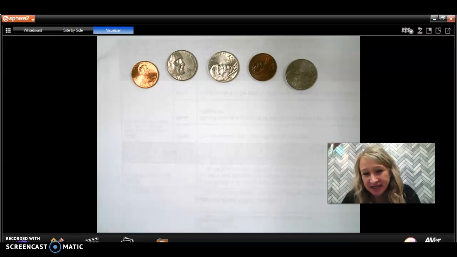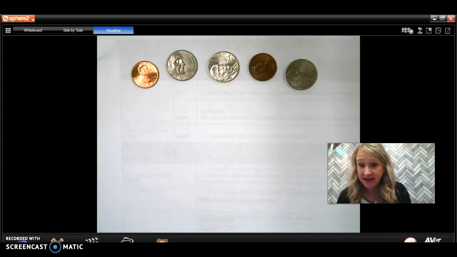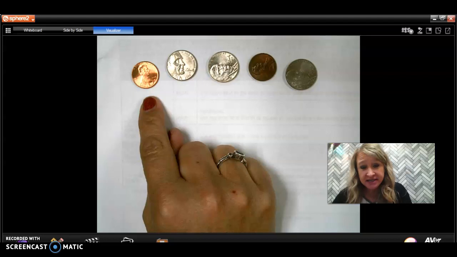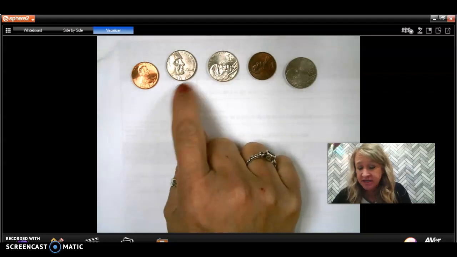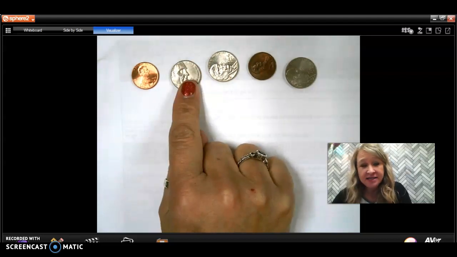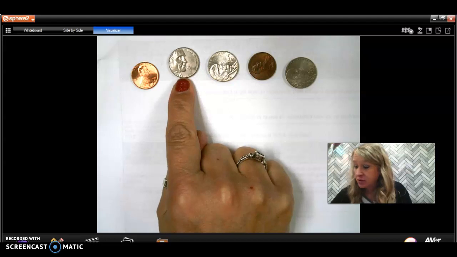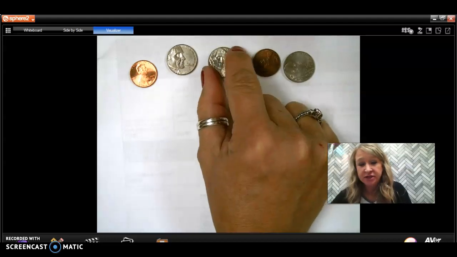Welcome back, first grade. Look at the coins I found in my pocket today. They're different from yesterday. I have some pennies, but then I also have some what? What are these called? These are nickels. Remember our nickels with Thomas Jefferson?